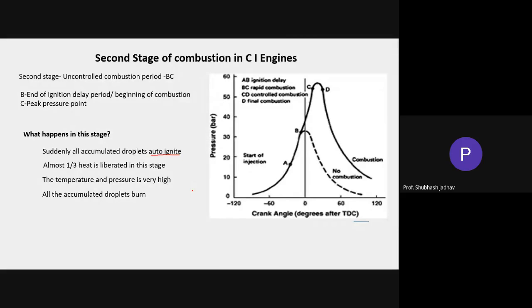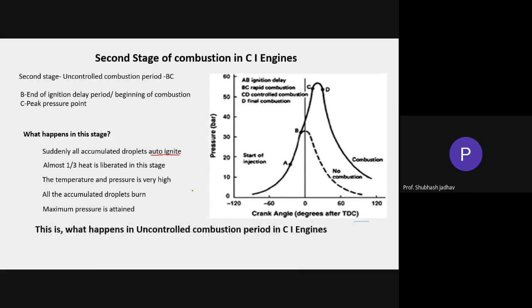And because of that, suddenly a lot of heat is liberated, suddenly a lot of pressure is being increased, and we say we don't have any control on the rate of pressure rise or rate of temperature rise. Maximum pressure is attained. Pressure goes on increasing and maximum pressure is attained, in this stage itself. This is what happens in the uncontrolled period of CI engine combustion.